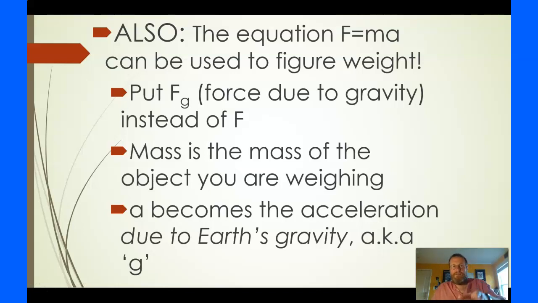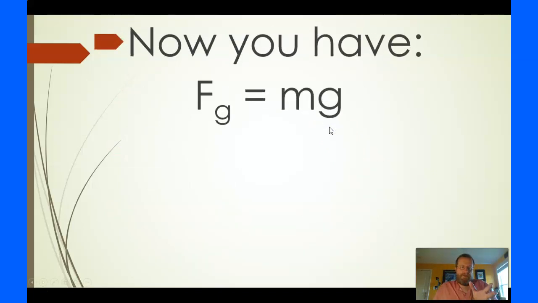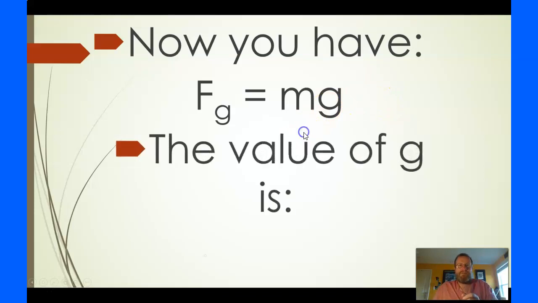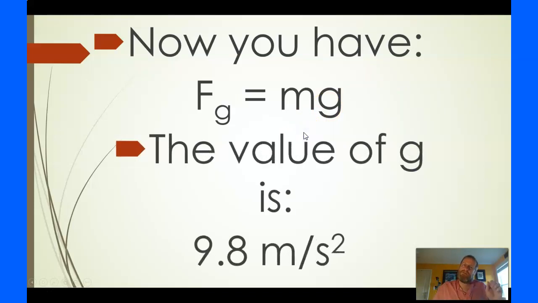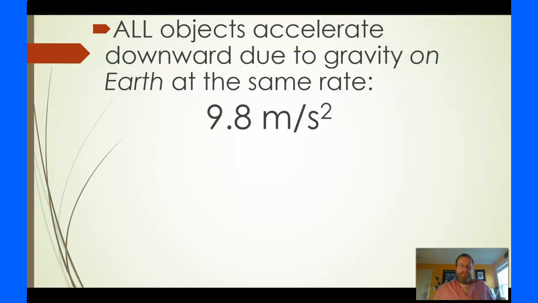If you still have your reference tables, it's on the front and the numbers are there for you. So now you have F subscript g equals m times g. Weight equals mass times gravitational acceleration. On Earth, the value of g is always going to be 9.8 meters per second squared. All objects accelerate downward due to gravity on Earth at that rate, 9.8 meters per second squared.